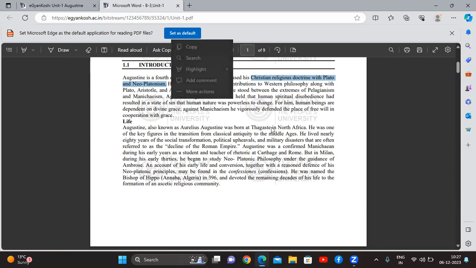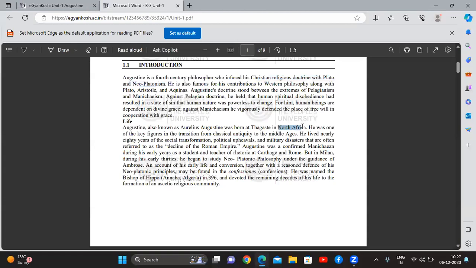Now, as we saw, he was born in North Africa. At that time the Roman Empire had spread out in many directions, not just in Europe. It had come to North Africa as well and many parts of the Middle East as well. So he was one of the key figures in the transition from classical antiquity to the Middle Ages.